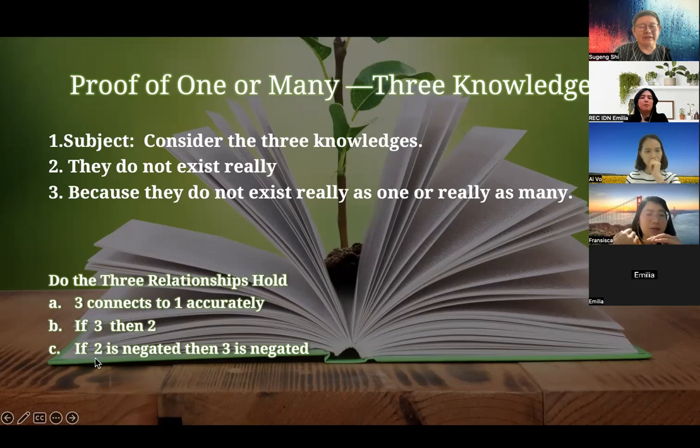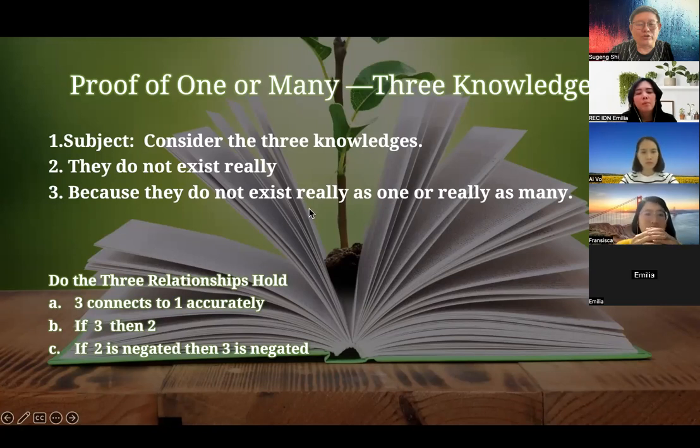And then the C is called the negative necessity, right? B is called the positive necessity. C is negative. If 2 is negative, 3 must be negative. So only when these 3 relationships are established, then we can say that this is a valid syllogism, right? Actually, we have 3 parts to a syllogism, and we can combine them into one sentence.